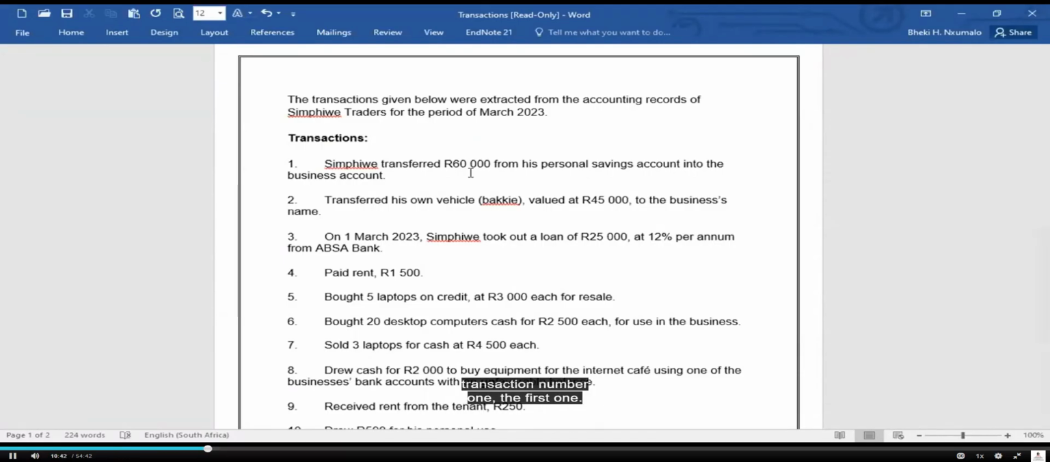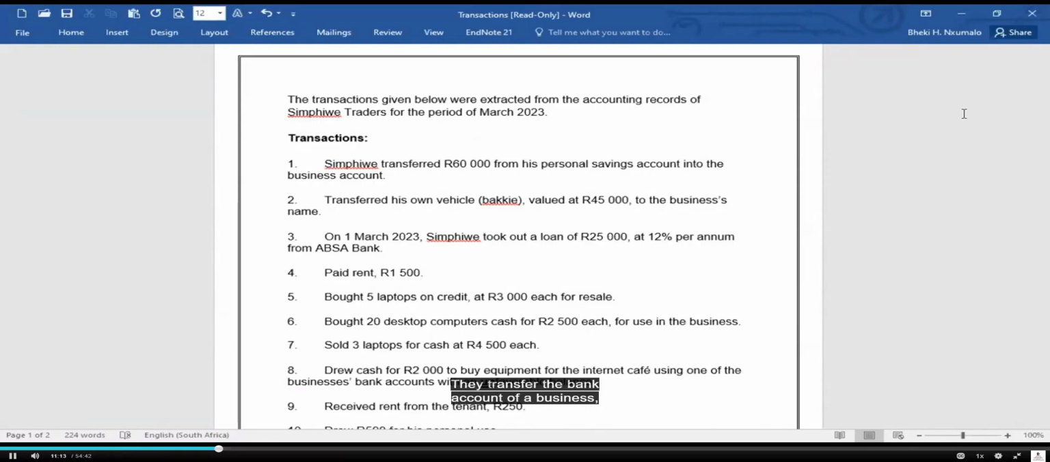The first one is capital, because the owner is taking cash from his personal savings account to the business bank account. Number two is the bank account. So the two accounts here are bank and capital. Then the next question you need to ask yourself is, what is happening in the bank account? Is it increasing or decreasing? There was nothing in the bank account of the business, and then this 60,000 is added. They transferred it to the business bank account. So there is an increase in the bank account.